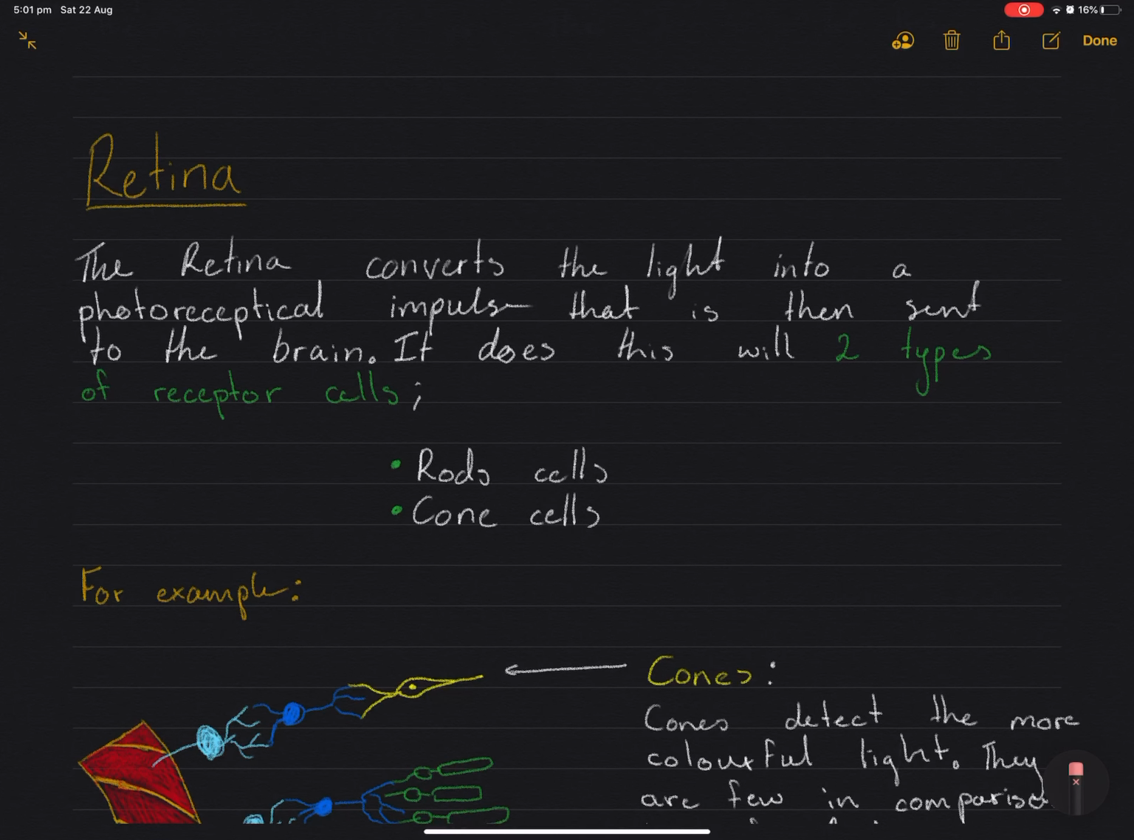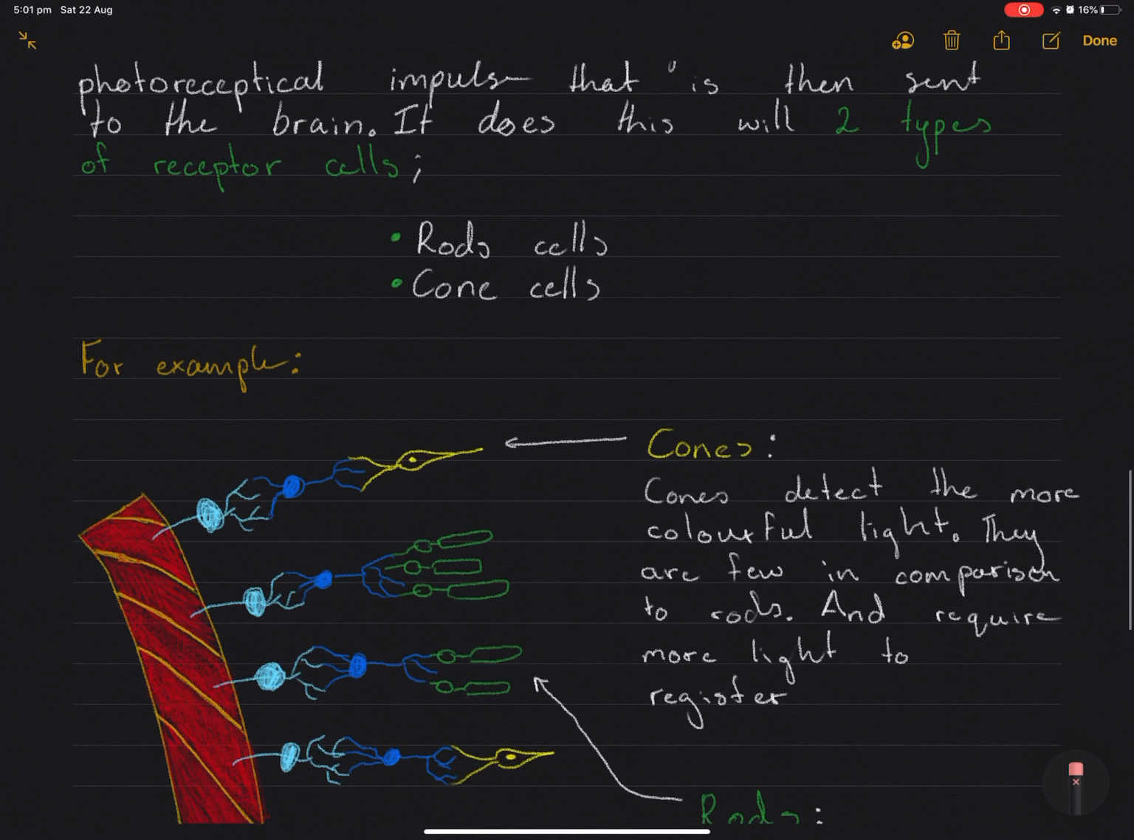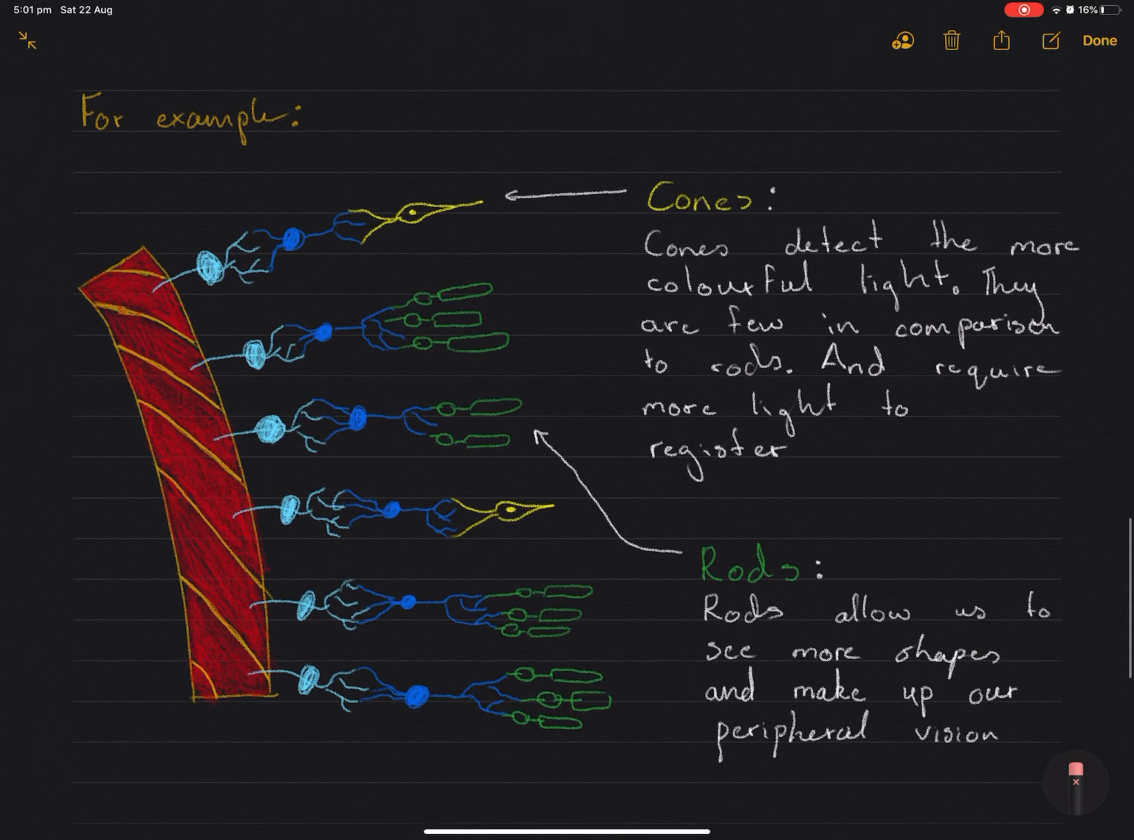The retina basically converts the light from photoreceptor cells into impulses, as I discussed before, that is sent to the brain. Now, it has two different types of receptor cells that actually convert all of this and send it to the brain. They're called rods and cones. Special name. Very special name. I know. Don't tell me about it.